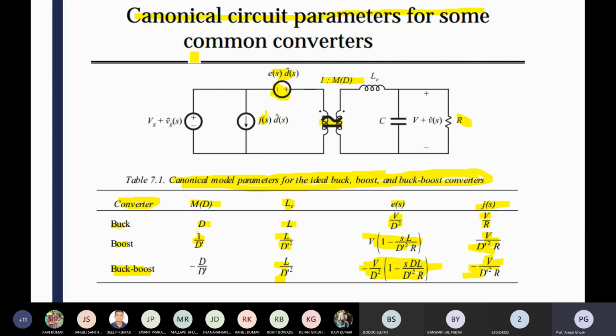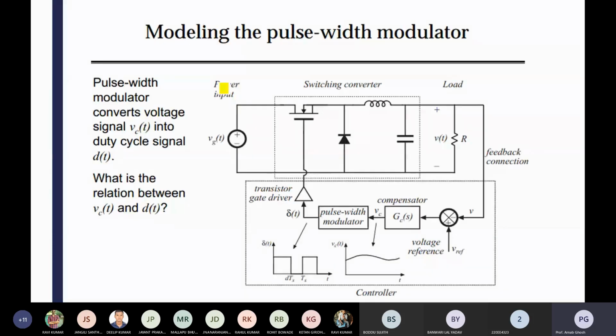Okay, so I think you are able to understand the formation of the canonical form and the circuit parameters, and how we are going to get that converter. Now we are more focused on modeling the pulse width modulator. So, modeling of the pulse width modulator. In pulse width modulation, we are using that switching converter.